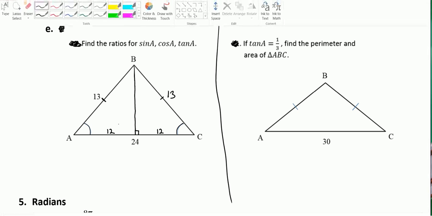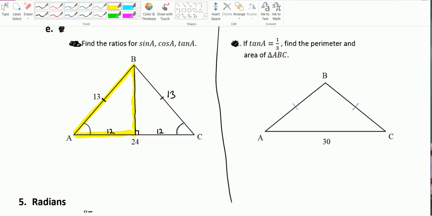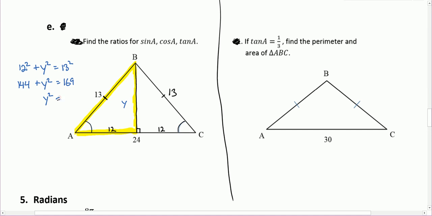And we're focused in on angle A, so I'm just going to look at the right triangle I'm outlining with my highlighter. Before I go any further, I'm going to solve for the height using the Pythagorean Theorem. Let's call that our y value. So we have 12 squared plus y squared is equal to 13 squared. That's 144 plus y squared is 169. So y squared is 169 minus 144, 25. So y is 5. So that's a height of 5 there.